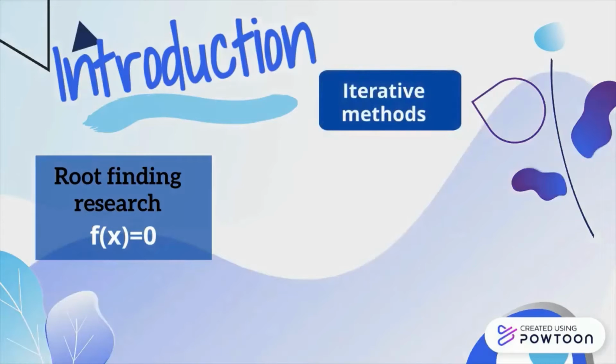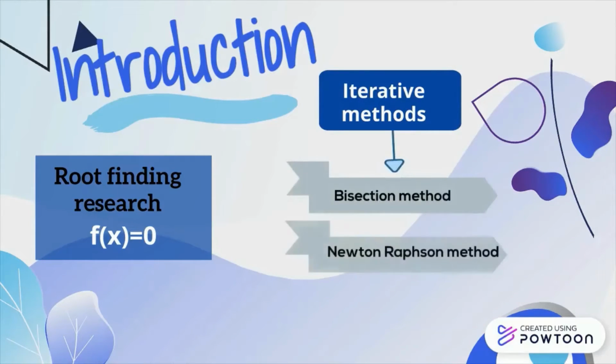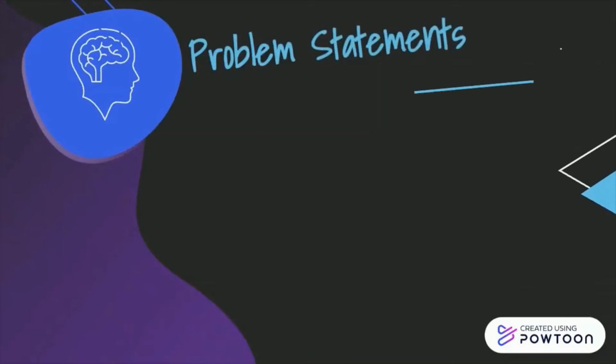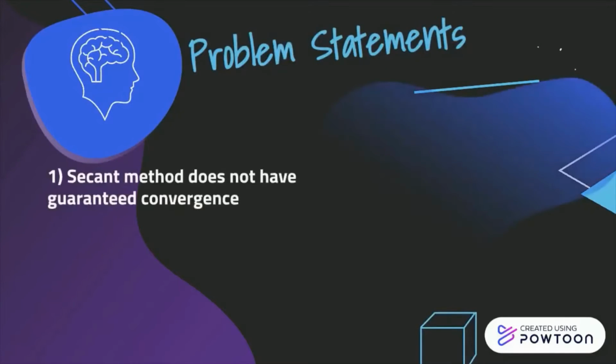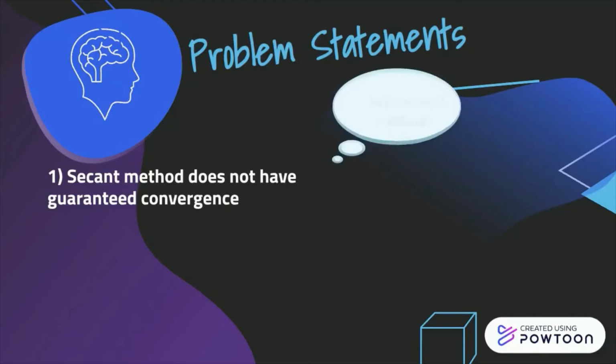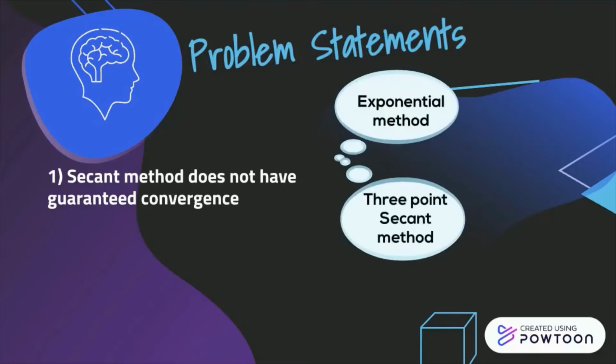There are many well-known existing methods for nonlinear equations, such as the bisection method, Newton-Raphson method and secant method. However, what makes the difference between these methods is the rate of convergence to the root. Problem statement. The secant method is one of the common iterative methods used in nonlinear root finding problems, but it does not have guaranteed convergence if the initial values are too far from the root, and it tends to have many iterations. Hence, two improvised secant methods have been studied, which are the exponential method and the 3-point secant method.